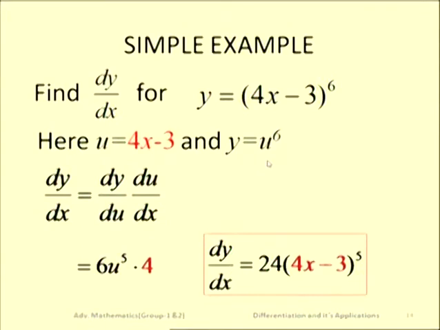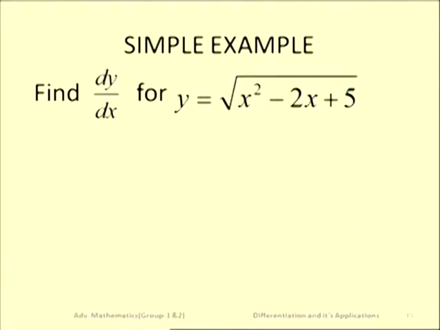So here it is a composition of two functions. One is u raised to 6 and another is 4x minus 3. Whenever we have this type of function, we can use the chain rule in order to differentiate it. Let us take one more simple example with y equal to the root of x square minus 2x plus 5. This is a composition of two functions: one is root x and another is x square minus 2x plus 5.